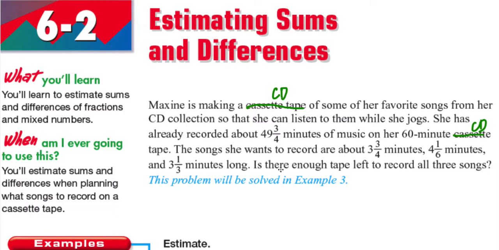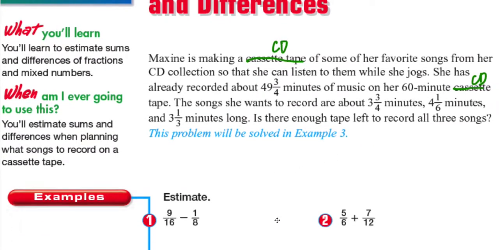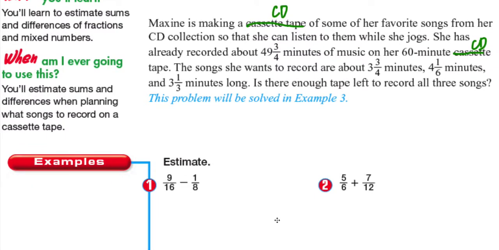Anyway, she has already recorded about 49 and 3/4 minutes of music on her 60-minute CD. The songs she wants to record are about 3 and 1/4 minutes, 4 and 1/6 minutes, and 3 and 1/3 minutes long. Is there enough tape left to record all three songs? We will solve this example in example number 3.